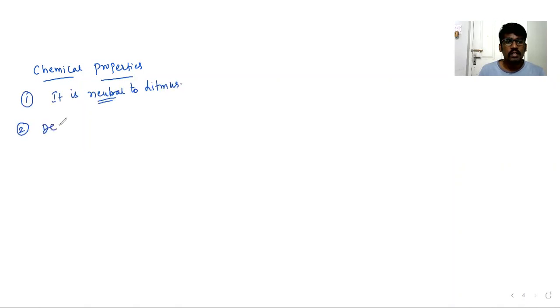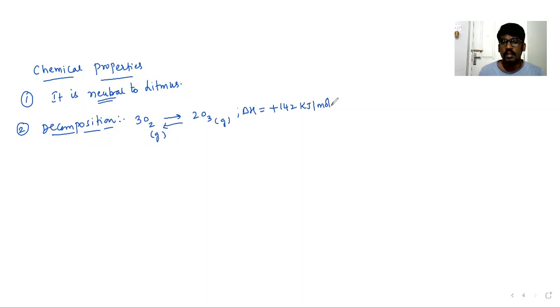And the second one is decomposition. If you observe the preparation of ozone, 3O2 reversible with 2O3. This is the preparation of ozone. Delta H is around plus 142 kilojoule per mole. What does it mean? It is thermodynamically unstable. If it is thermodynamically unstable, it can undergo decomposition.